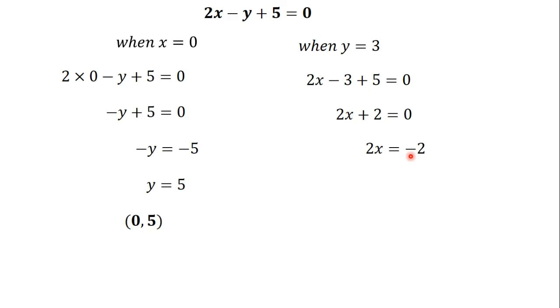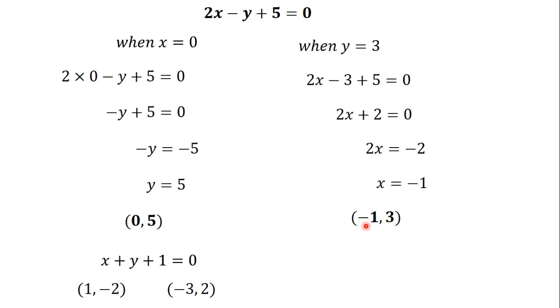Now if 2x is equal to minus 2, then we can say that x is equal to minus 1. You divide the left hand side by 2, you divide the right hand side also by 2. And when you do that, you have x is equal to minus 1. So for the second point, when y is 3, x is -1. So the coordinates of this point is the x coordinate, which is -1, and then the y coordinate, which is 3.